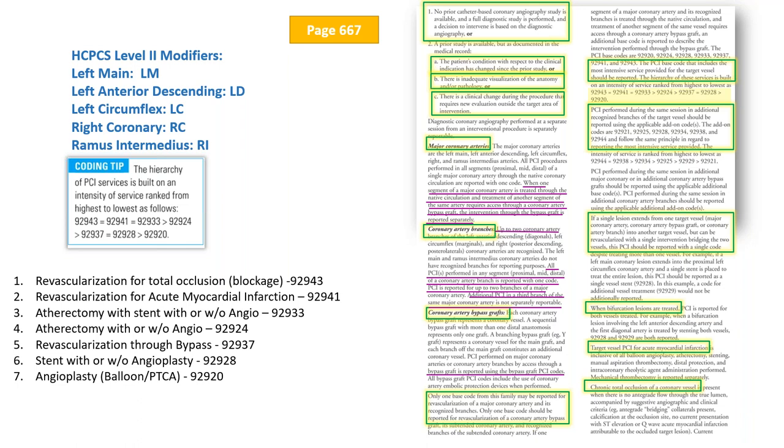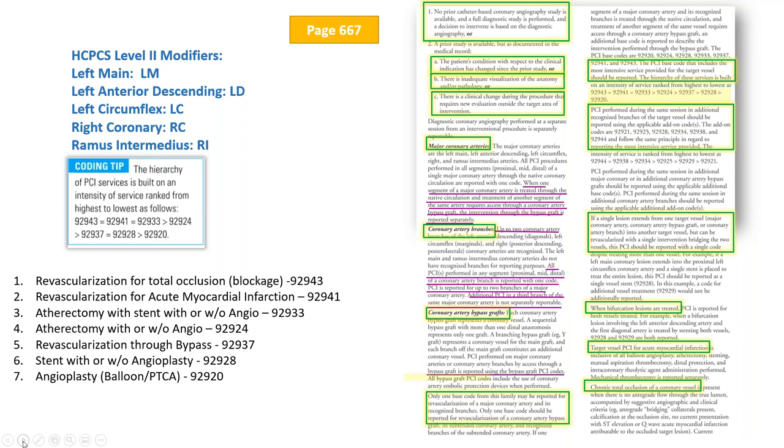Chronic total occlusion. Now, this is an important definition. In order for it to be chronic total occlusion, there has to be no antegrade flow through the lumen of the vessel, and it's accompanied by suggestive angiographic and clinical criteria. If there's, for instance, antegrade bridging collaterals present, calcification of the occlusion site, no current presentation with ST elevation or Q wave acute myocardial infarction attributed to the target lesion.